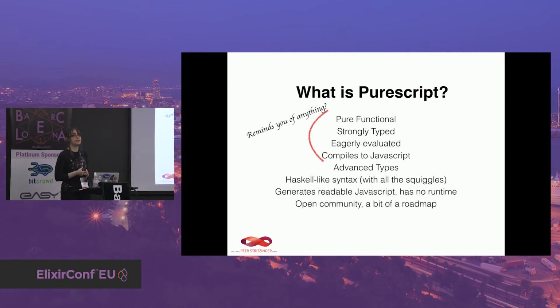But it's got advanced types, like type classes. You can have functors, monads, applicatives, everything you like. Also, it's got Haskell-like syntax with all the squiggles, possibly more squiggles. And it generates readable JavaScript because it doesn't have a runtime. So you can actually read the code it generates, and it makes sense without you having to keep in mind how the runtime works.